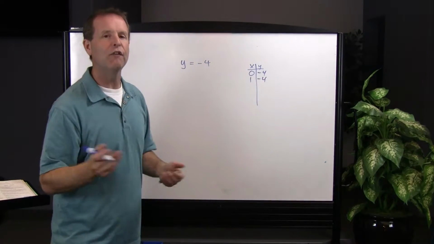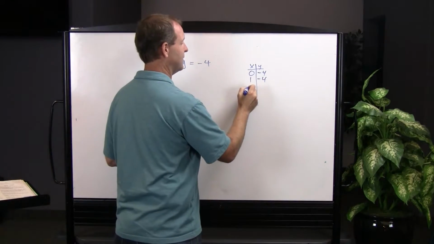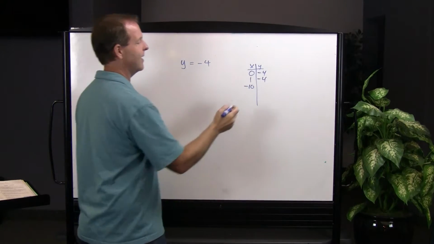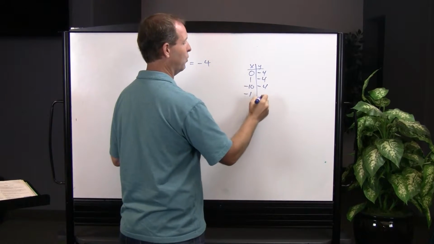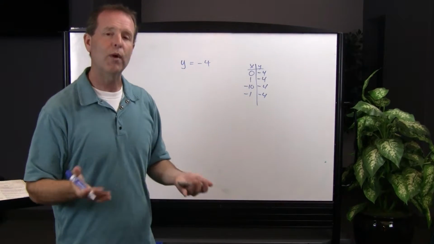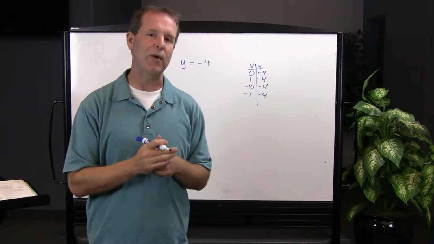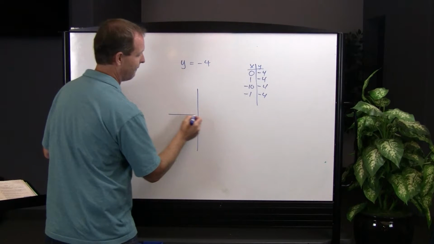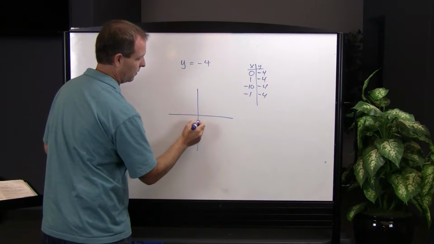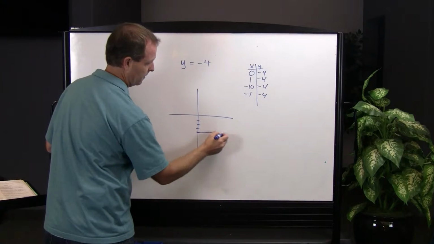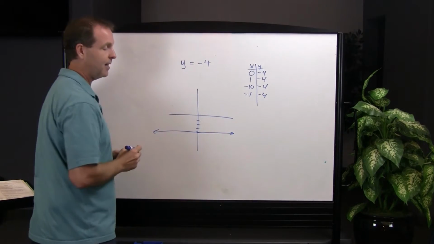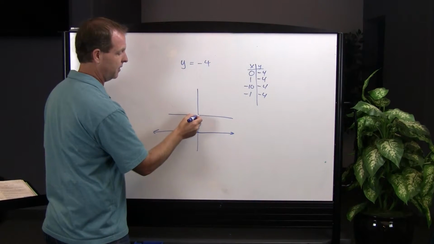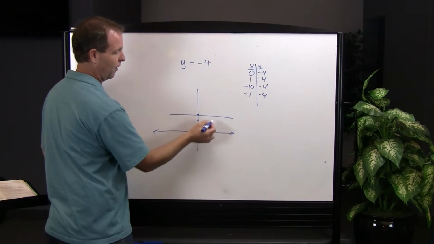And likewise, any other value of X I choose, -10, if I put a -10 in there, I still get a -4. If I put a -1, I get a -4. What it's telling me is that regardless of what my X value is, my Y value is -4. So I'm going to have a graph that becomes a horizontal line. Every X value I choose, at 0, my Y value is -4.